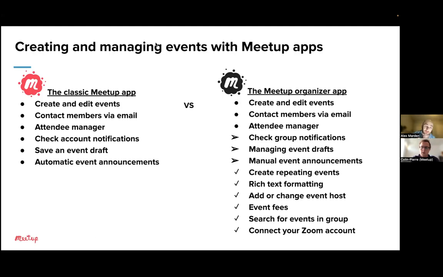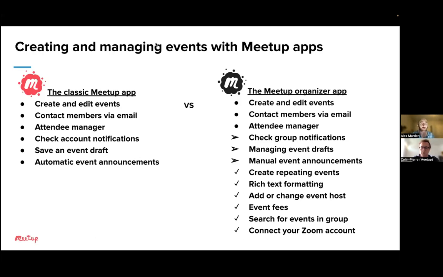You can create repeating events, which was something you can do on the website, but were not previously able to do on the prior version of the Meetup app. You can use rich text formatting, so you can make bold or italic text. You can insert hyperlinks. This is now available through the Meetup for Organizers app. You can add or change event hosts. You can create events that charge a small fee for your attendees. This is a really great way to encourage show-ups and more engagement and commitment from your group members. This is now available through the Meetup for Organizers app.